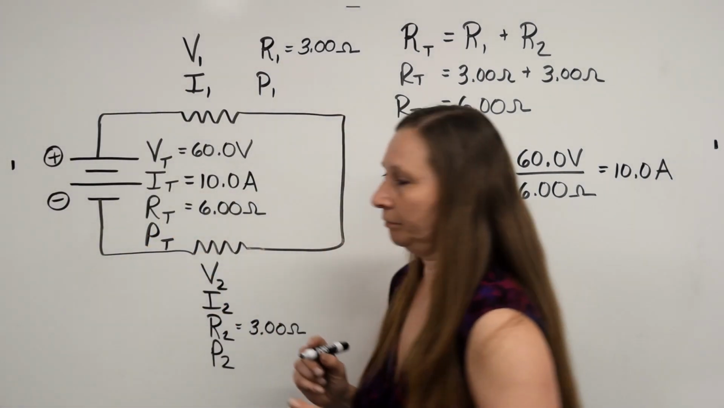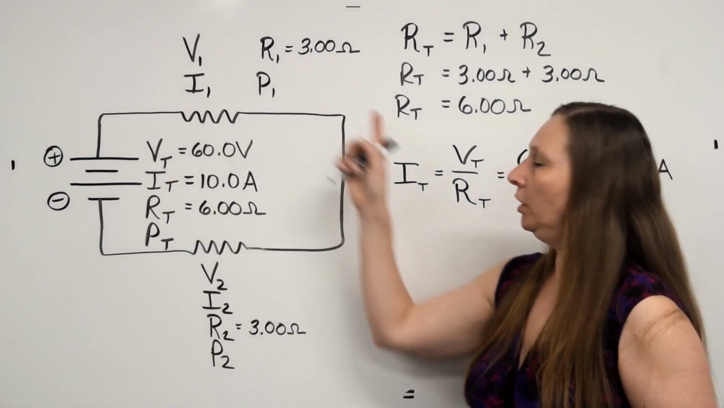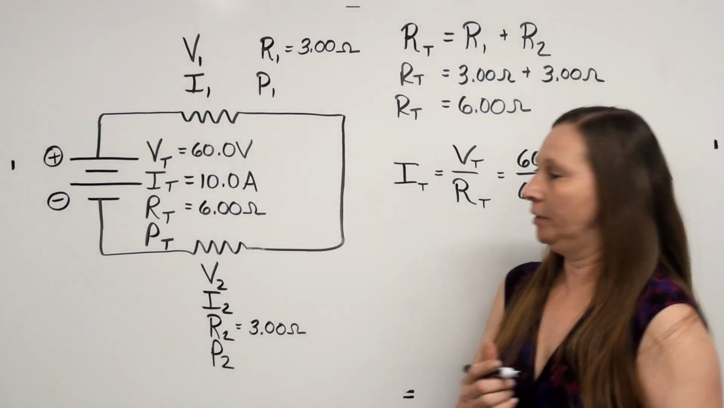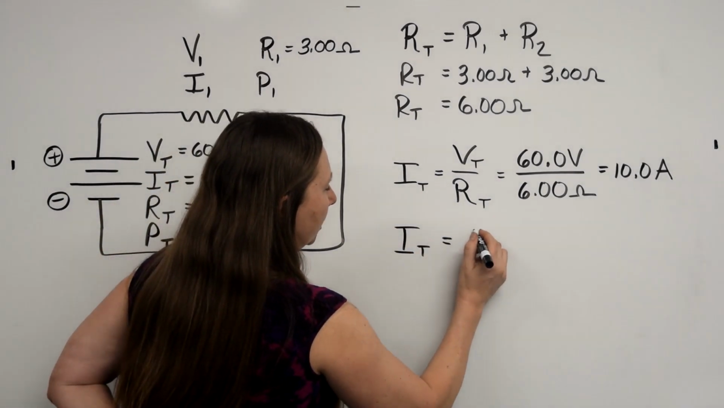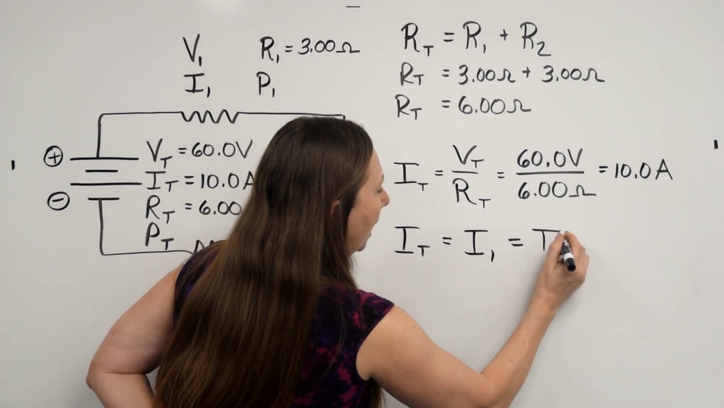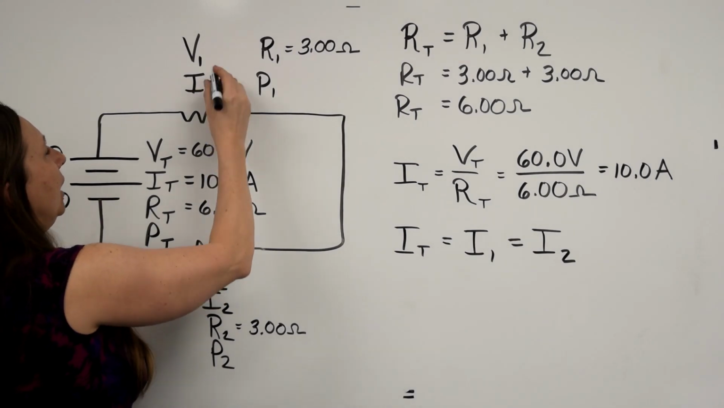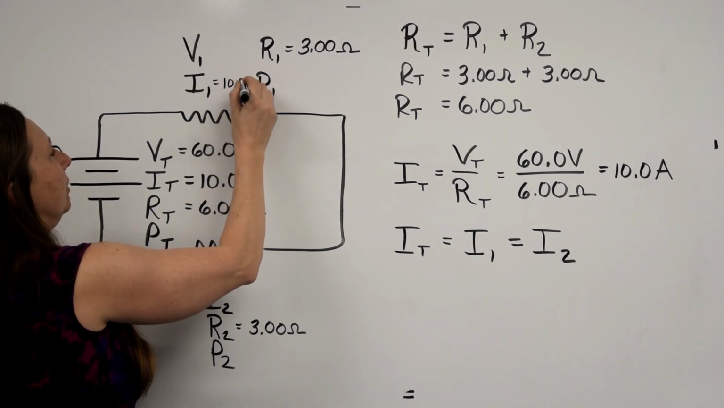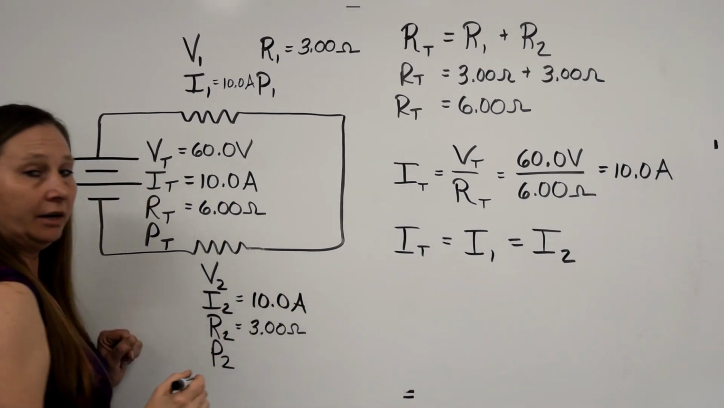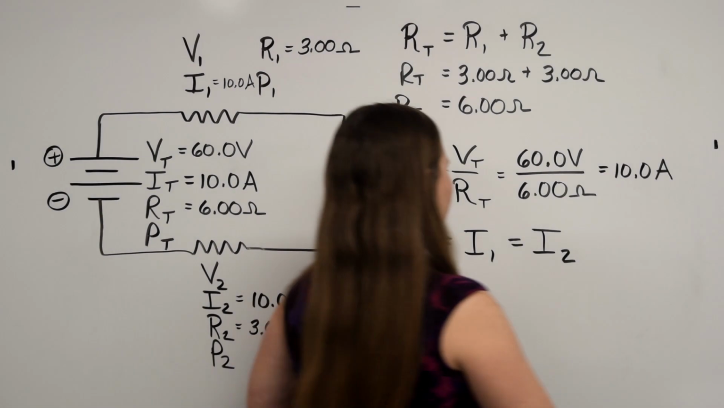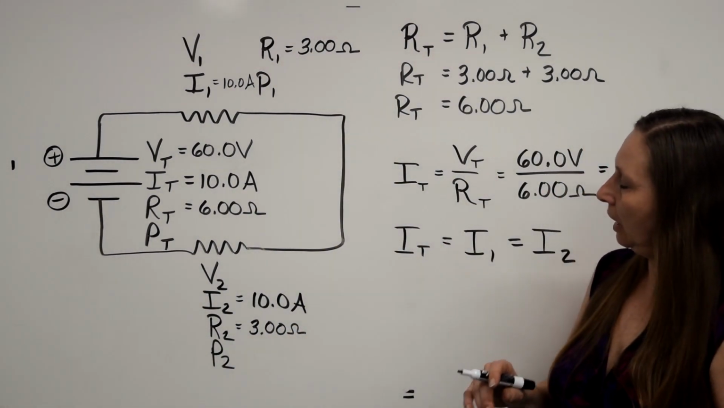Now, remember that in a series circuit, all the currents are the same. Remember that I total equals I1 equals I2. So if the total current is 10 amps, then I1 is 10 amps, and I2 is 10 amps. Go ahead and fill those in now. We're really starting to move here. Now, we've got everything.